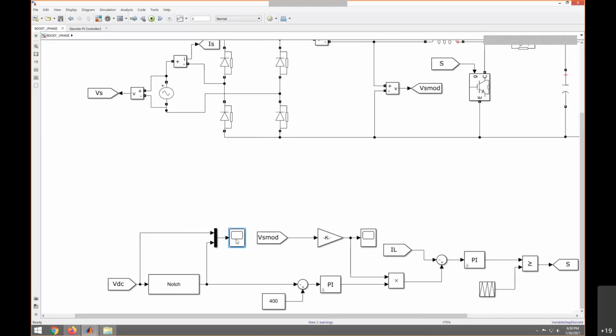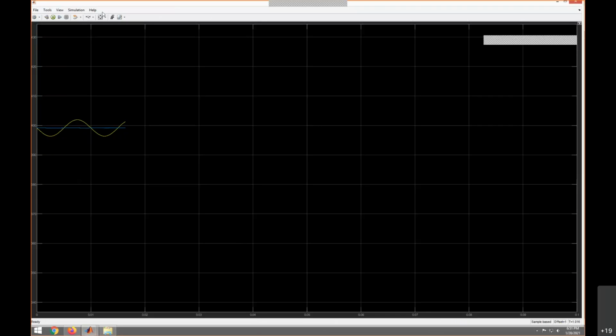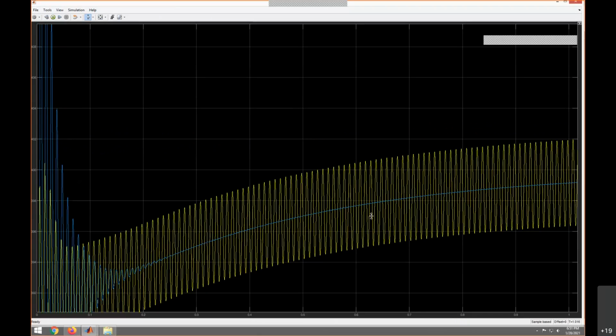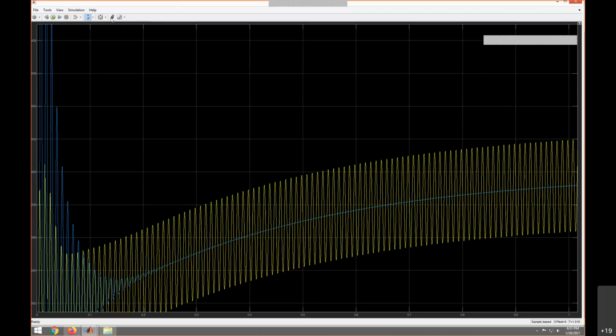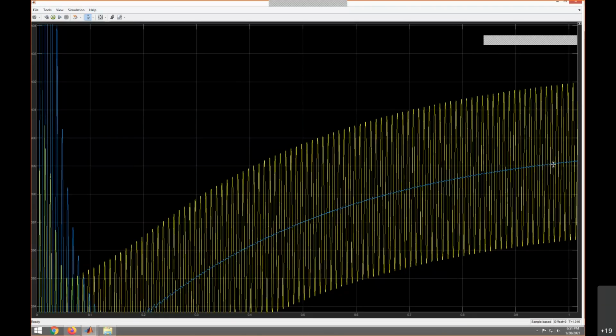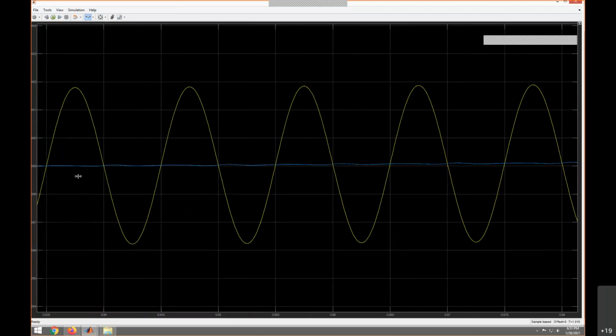Okay, first we'll see the response of this filter. See here, the yellow one is the actual output voltage, and the blue one is the filtered one, right? Whatever ripples are there, the ripple content is eliminated. Here, the yellow one is the main unfiltered output, and this is the filtered output.